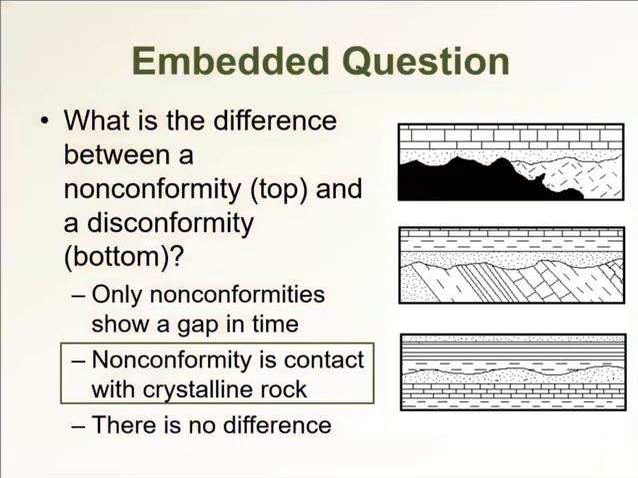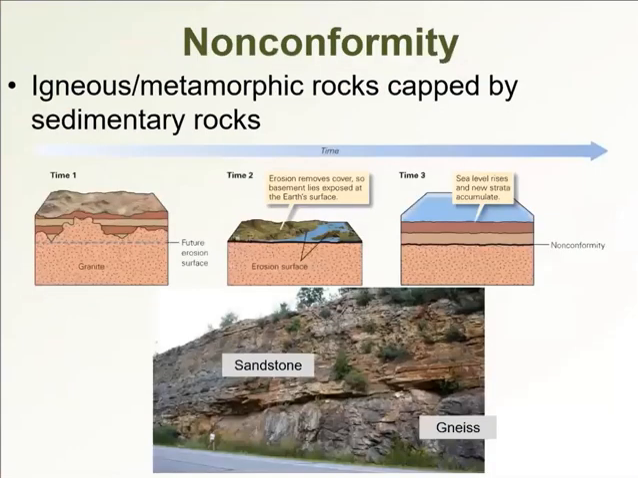So the difference here is that a nonconformity has crystalline rock in it, while a disconformity is sedimentary. They look very similar to each other. The difference is that a nonconformity has to have that crystalline rock. A nonconformity is where igneous or metamorphic rocks are capped by some sort of sedimentary rocks. This could be the basement, or it could be an intrusion. The important thing is just that you have crystalline rock with sedimentary rock over top of it.